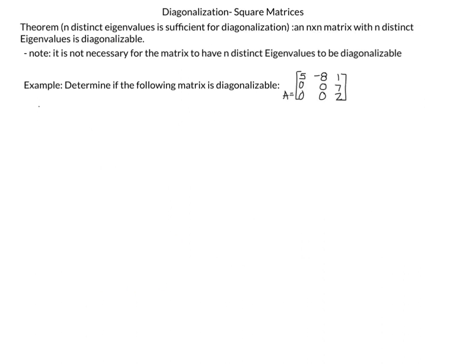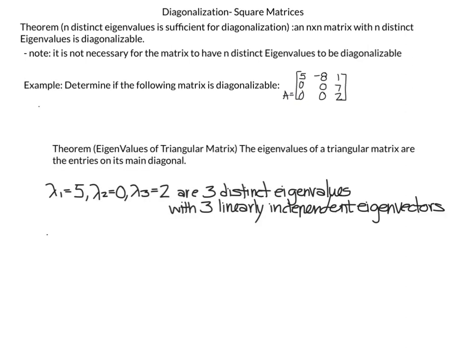Our next example is determine if the following matrix is diagonalizable. That's the matrix A with column vectors 5, 0, 0, negative 8, 0, 0, 1, 7, 2. And note that this is a triangular matrix. We use this theorem here. The eigenvalues of a triangular matrix are the entries on its main diagonal. So this matrix is triangular, so the diagonal entries are 5, 0, 2. So in other words, our eigenvalues are lambda 1 is equal to 5, lambda 2 is equal to 0, and lambda 3 is equal to 2.